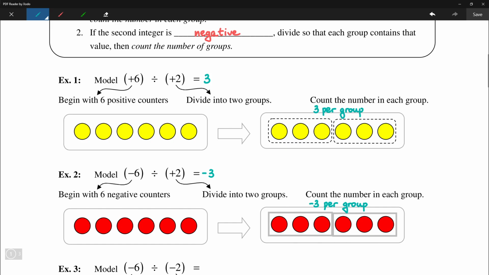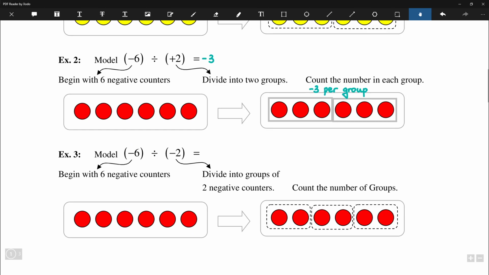Okay, what if the second integer is negative? Well, then we can look at something like example 3. We began with 6 negative 1 counters, and then we're going to divide by negative 2. So we're going to divide into groups of two negative counters. And here we'll have 3 groups. All right, so therefore negative 6 divided by negative 2 is positive 3.